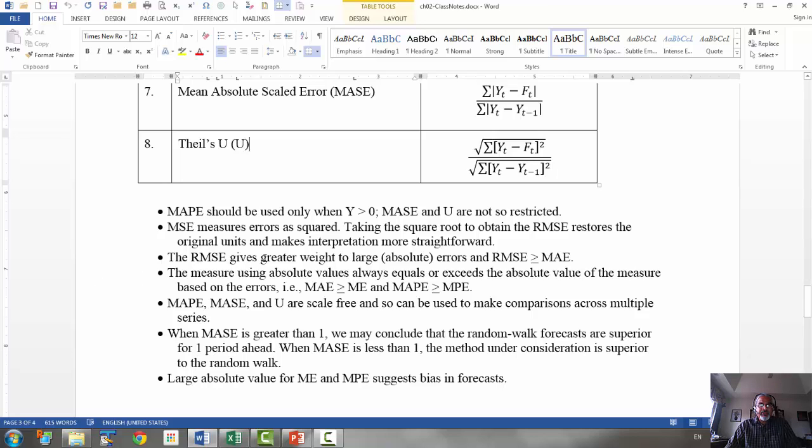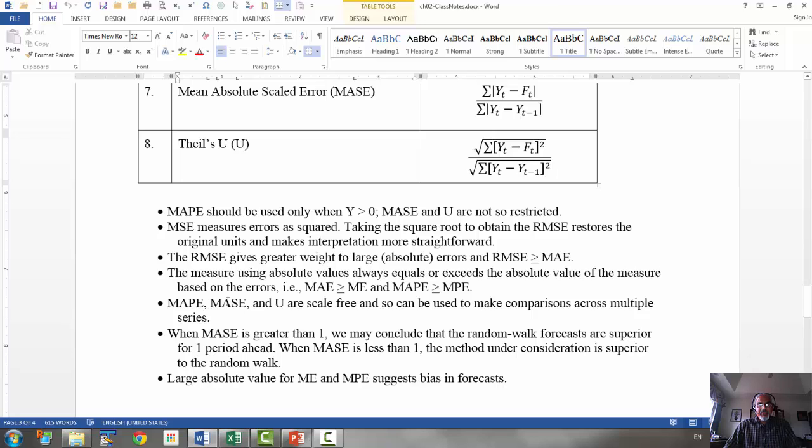Now, RMSE gives greater weight to larger absolute errors. It tries to decrease the number of larger errors more than mean absolute error does. Mean absolute error gives kind of equal weightage to all errors. The measures using absolute values are always equal to or exceed the measures based on the error without absolute values. So MAE is always greater than or equal to just ME without taking the absolute value. And MAPE is always greater than or equal to MPE without taking the absolute value.